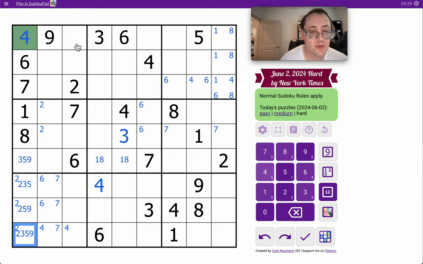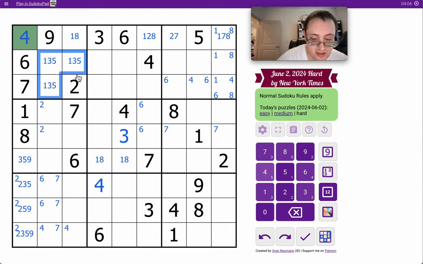Okay, what about row 1? I have 3, 4, 5, 6, 9. I need 1, 2, 7, and 8. Oh, that cell's down to 1 or 8. This is 1, 2, or 8. This can't be 1 or 8. It's 2 or 7. This can't be 2, so this is 1, 7, or 8. See, those three cells, which are not necessarily a triple to fill out the rest of box 1, are 1, 3, 5, or 8. In fact, none of them are eliminated.